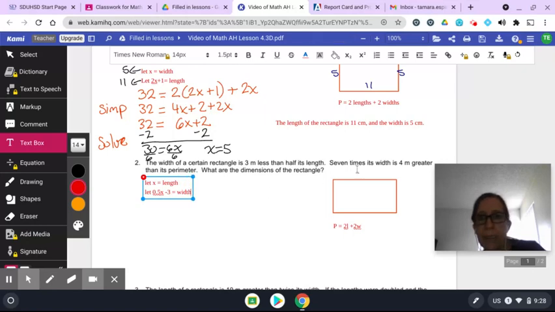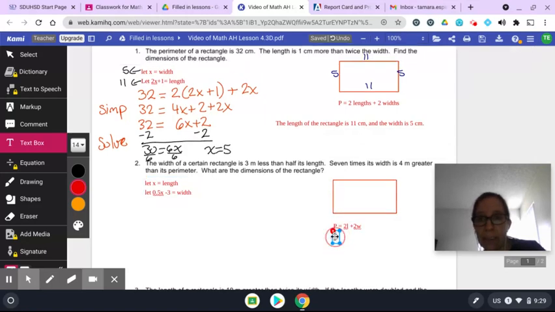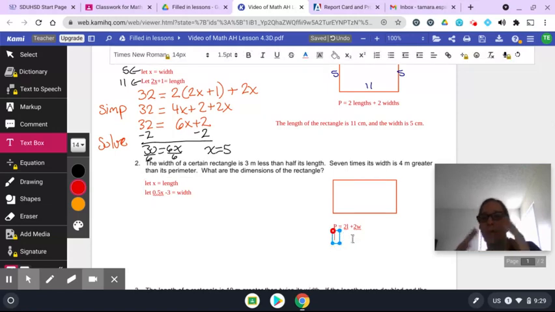Okay. 7 times its width is 4 greater than its perimeter. What I suggest is that you make a perimeter expression and simplify it. So over here, I'm going to work on simplifying my perimeter expression before I stick it in my equation. Otherwise, I get this big, ugly, messy equation, and it's hard to work with. So let's just get this taken care of.